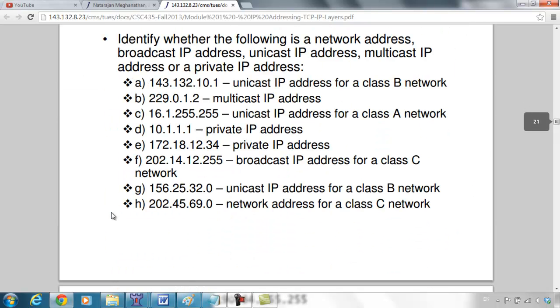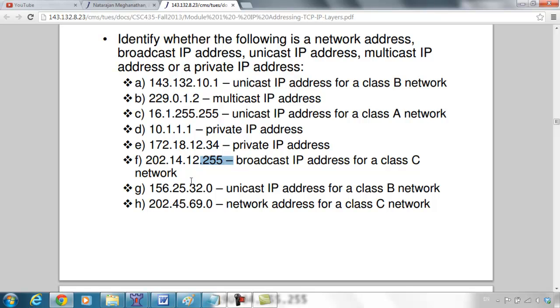So 10.1 is a private IP address, and 172.18 again is a private IP address. Then 202.14.12.255: 202 is a class C, and you have 255, so the last 8 bits for the host part are all ones, so it's a broadcast IP address.